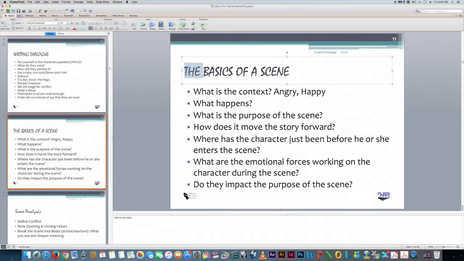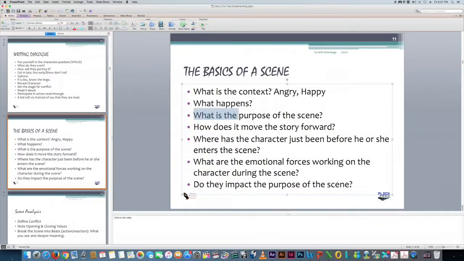Basics of a scene. So the first thing you consider when you're tackling your scene, or writing your scene for that matter, is why do you need it? What's the purpose of that scene? And how will it move the story forward?